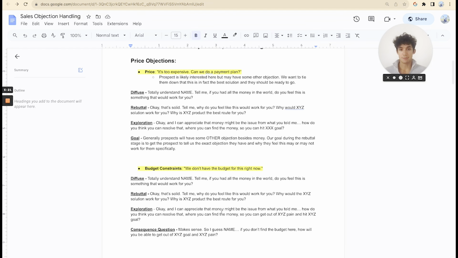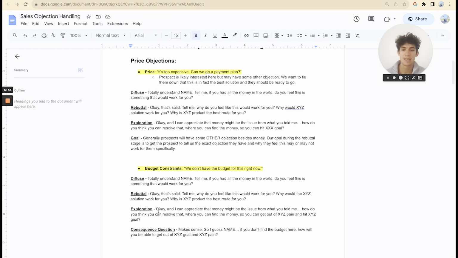Now, next up, right? Let's say the prospect says, we don't have the budget for this right now. I might say, totally understand, John. If you had all the money in the world, do you feel like this is something that would work for you, right? So it's once again tying them down. Hey, is this mechanism going to work for them? Okay, John, that's solid. Tell me, why do you feel like this would work for you, right? So it's very similar to these other price objection here.